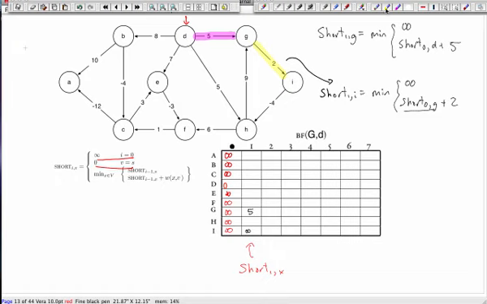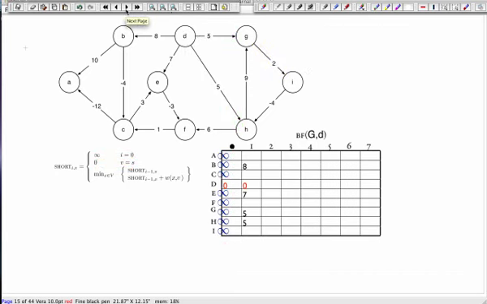So in particular, when we consider this edge right here, then H will get updated to 5 as well. E will get updated to 7. And B will get updated to 8. So after one execution of this loop, if you follow this equation right here, you'll basically get these values right here. Okay. So now, let me do one more step of this algorithm.